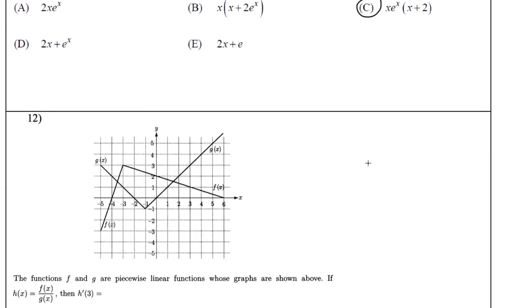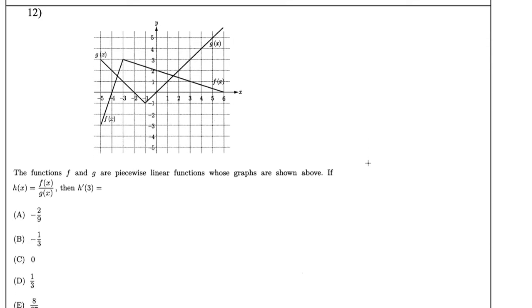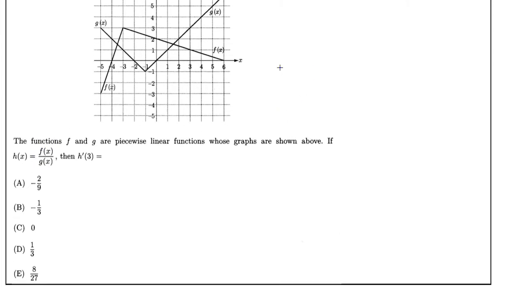Number 12. Ooh, number 12. This comes up over and over and over on tests in the future, so know this one well. The functions of f and g are piecewise, shown above. We need h of x is equal to f of x over g of x. So when we take the derivative, we need quotient rule. I have a quotient here. I need quotient rule. Tell me what quotient rule is.